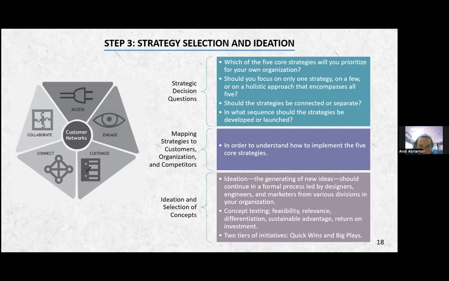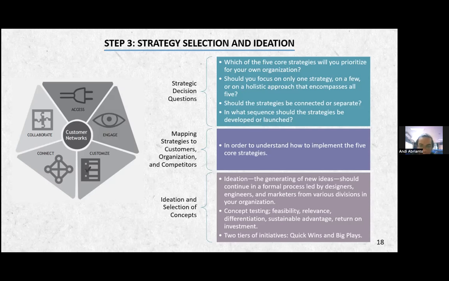And the second part of this step is mapping your strategies to your customer, your organization, and your competitors. Once you have selected one or more of the 5 core strategies to focus on, you will need to understand how you will implement them. To do so, you should map the selected strategy against your own customer needs, organizational capabilities, and competitive environment. Any customer network strategy must be developed to match the needs of your identified customer segment.